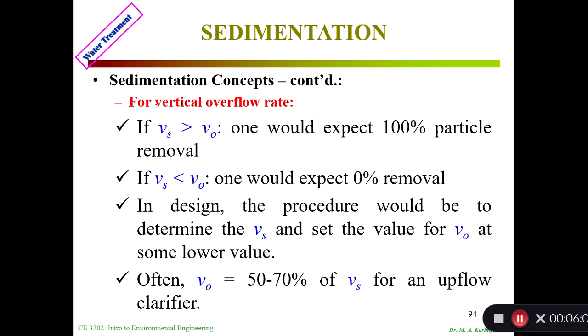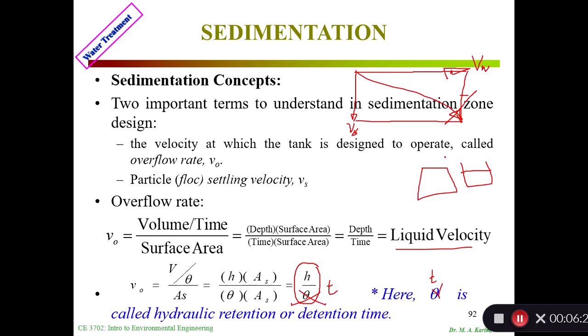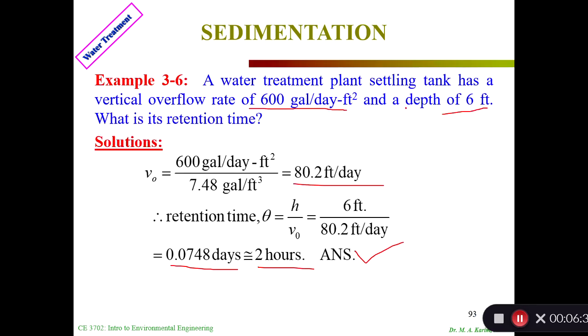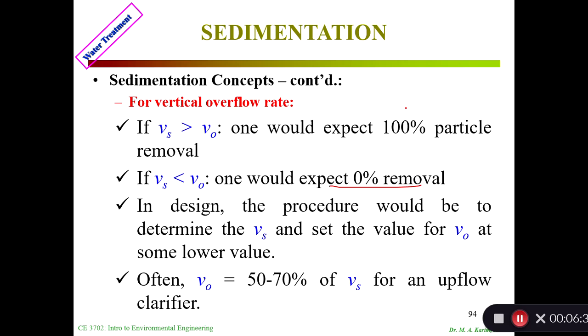More concepts on vertical overflow rates. If the settling velocity is greater than that, then one would expect 100% particle removal. If it is less than that, then 0%. If it is in between, 50 to 70%, then again it depends on the picture that I showed over here, depending on how they are, there would be settling or there will be no settling. So there are different ways to find how much would be settling. If V0 is 50 to 70% of Vs, then for an upflow clarifier a certain amount can be removed.